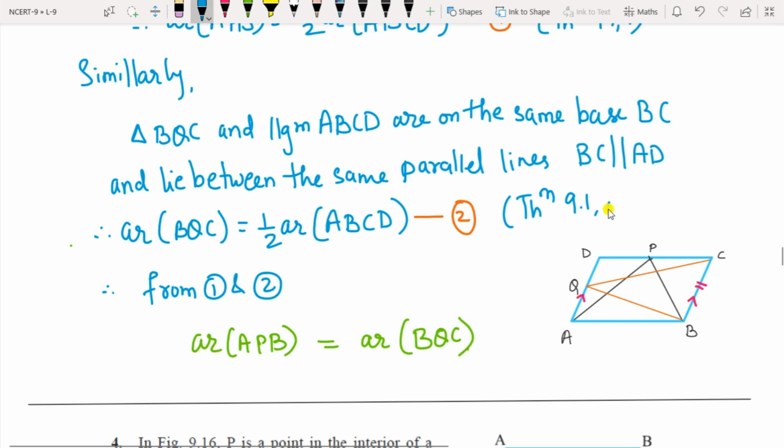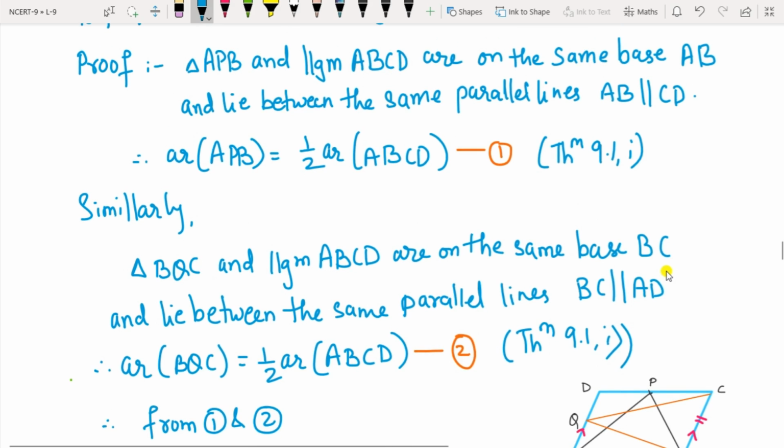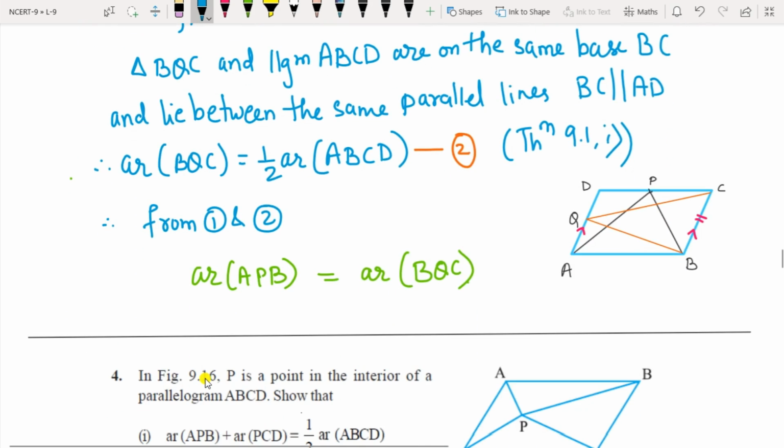Theorem 9.1 first part, right? And therefore from 1 and 2 we can say that area of triangle APB is equal to area of triangle BQC. Since the RHS of the first and second equations is the same, therefore the LHS will also be equal. Therefore area of triangle APB will be equal to area of triangle BQC. That is the required expression.